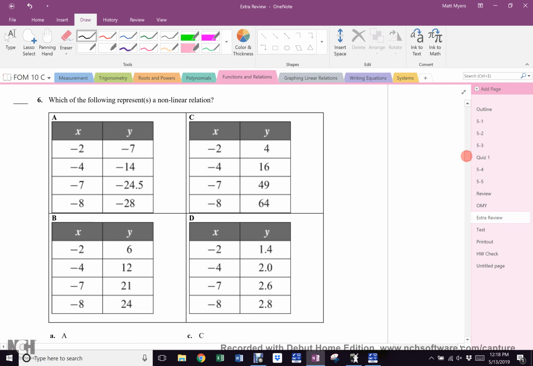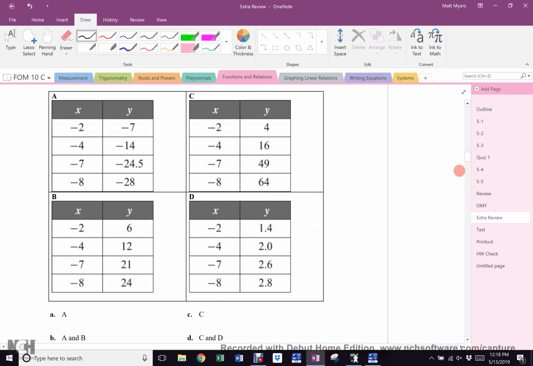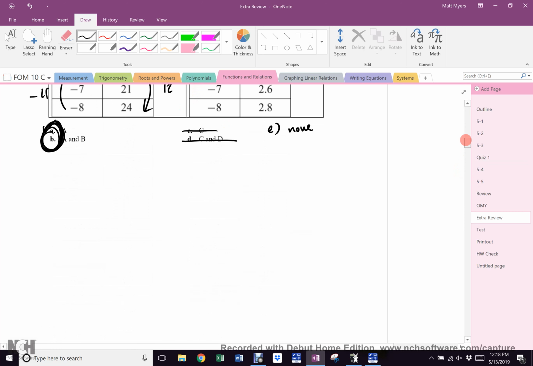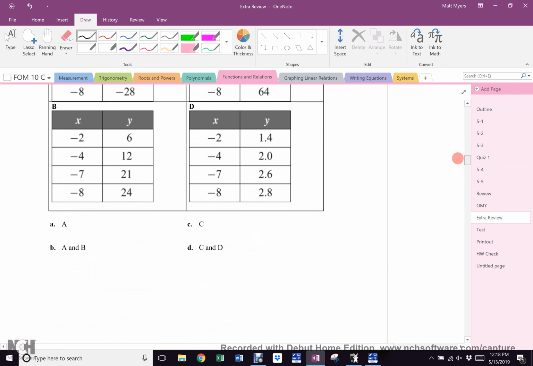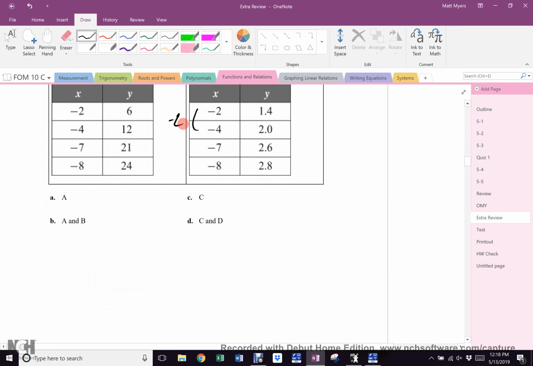Which of these is non-linear? It's the same numbers. Or is it? We know C is non-linear because the C's are the same, right? So we better check D. -2, plus 0.6 minus 4. What's double 0.6? 1.2. Is that 1.2? No. So it's C and D this time.